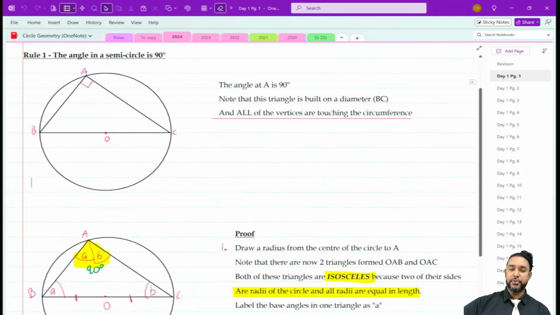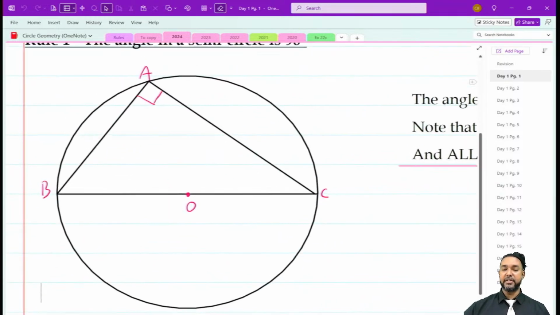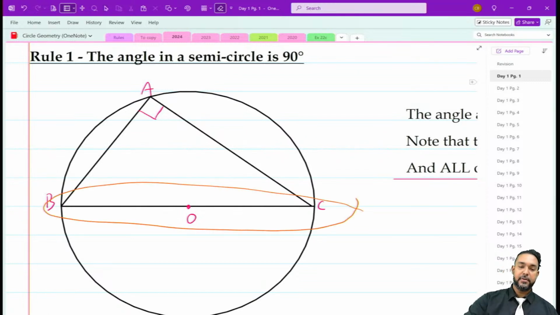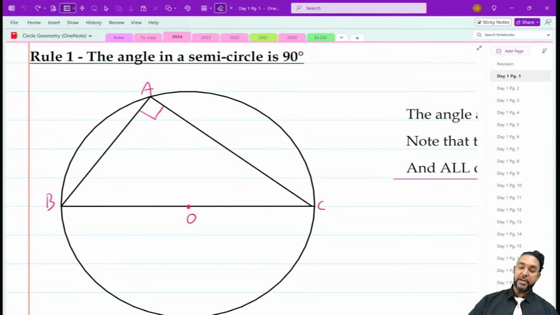Right, so we have these ones. We have the angle in a semicircle is 90 degrees. A semicircle is what fraction of a circle? Half a circle. And what do we call the line that cuts a circle in half? A diameter. And it must pass through the center of the circle, so always look for that. So the angle opposite the diameter is 90 degrees. And the triangle must be such that all 3 of the vertices touch the circumference of the circle, right?